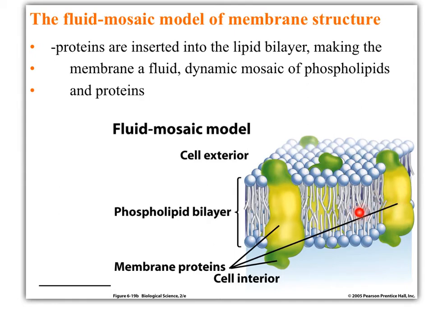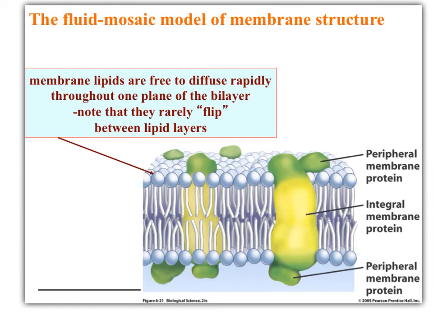They're not stuck. This guy can travel through the membrane. This guy can travel through the membrane. This part can't dip down into here, but this whole fat guy can move across closer to this one, closer to this one. They can move. The lipids are free to diffuse rapidly throughout the plane, but they rarely flip. Okay, they rarely, this guy flip down here, this guy flip up here. But they can travel around as long as the hydrophobic regions are here and the hydrophilic regions are there.